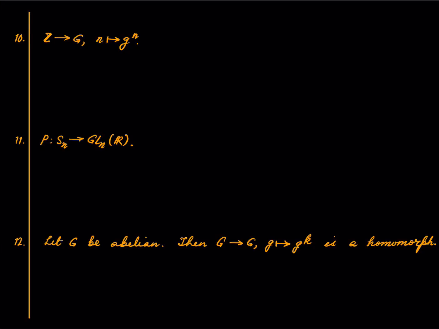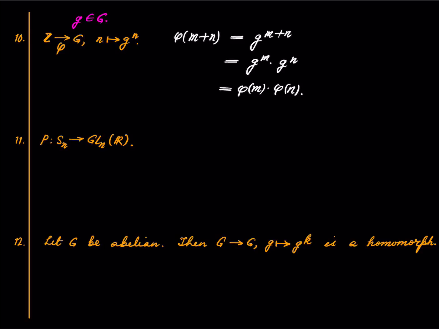So this is another important one. G is just some arbitrary group, and little g is fixed in capital G. So fix such a thing. Then this map, which takes an integer n to the nth power of g, is a group homomorphism. If we denote this map by phi, then phi of m plus n is by definition g to the power m plus n, which is g to the m times g to the n, which by definition of phi is phi of m times phi of n, and that's it. So that's why this is a group homomorphism.